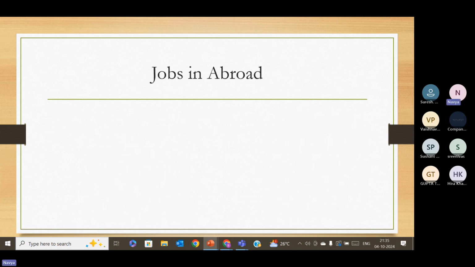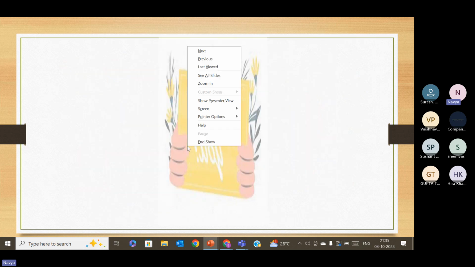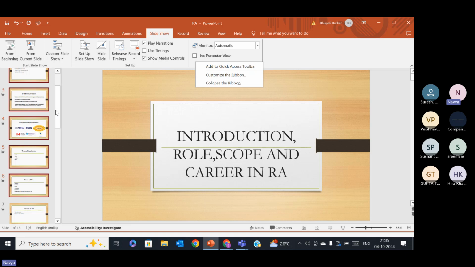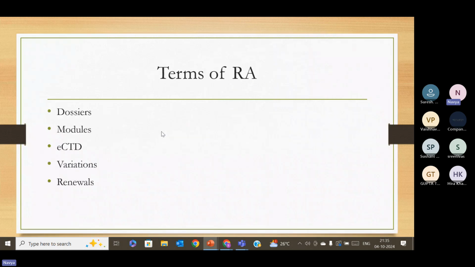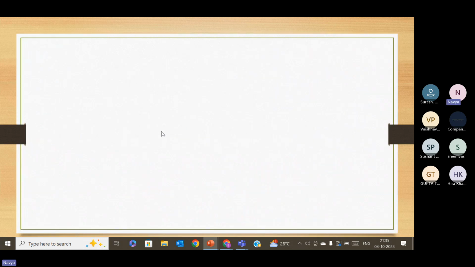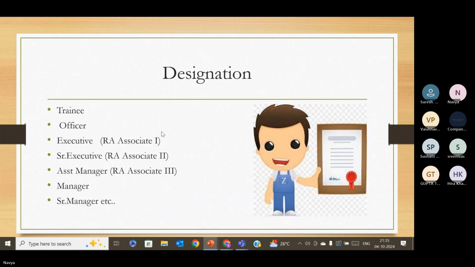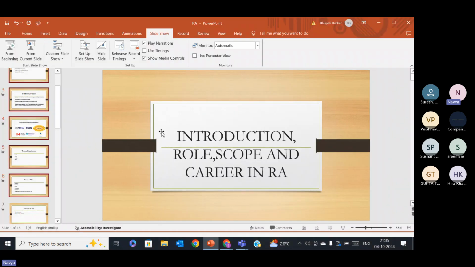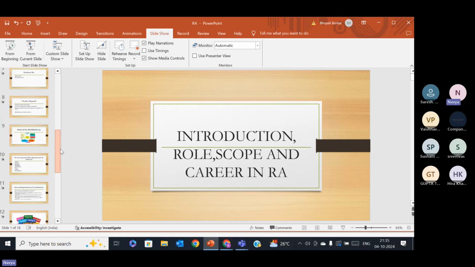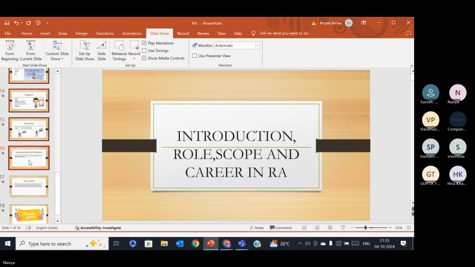Now, jobs abroad. What are the careers in your RA profession? First, jobs abroad. You can apply for jobs abroad, and you have government jobs. You can apply for government jobs like FDA. Another option is you can apply for jobs abroad in the pharmaceutical industry. You can apply for a job in FDA.